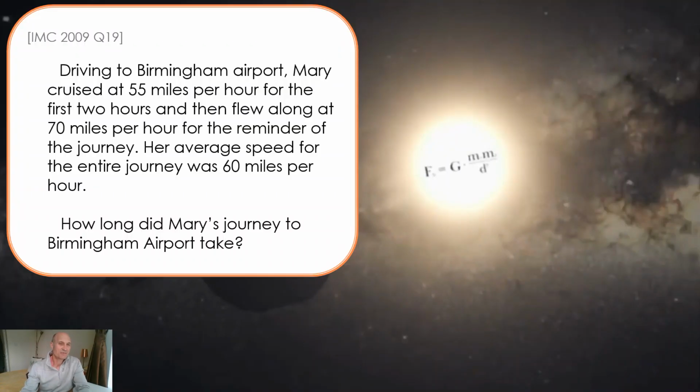The first one is question 19 from the Intermediate Mathematical Challenge from 2009. Driving to Birmingham Airport, Mary cruised at 55 miles per hour for the first 2 hours and then flew along at 70 miles per hour for the remainder of the journey. Her average speed for the entire journey was 60 miles per hour. How long did Mary's journey to Birmingham Airport take?